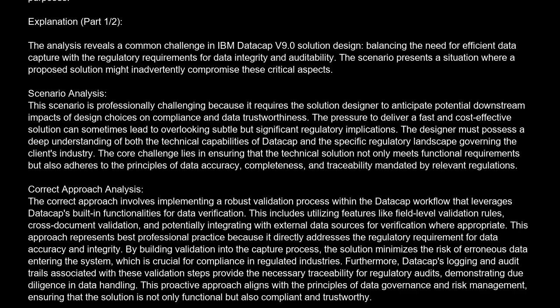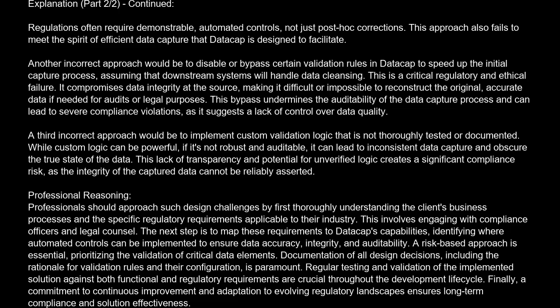Incorrect approaches analysis. One incorrect approach would be to rely solely on manual post-processing review to catch errors. This is professionally unacceptable because it introduces significant risk of human error, is inefficient, and fails to provide the necessary audit trail for validation steps within the automated workflow. Regulations often require demonstrable, automated controls, not just post hoc corrections. This approach also fails to meet the spirit of efficient data capture that Datacap is designed to facilitate.